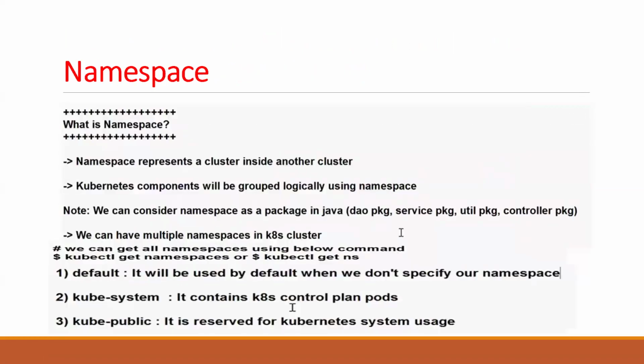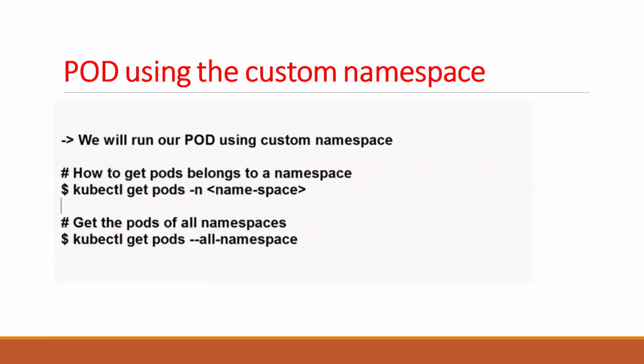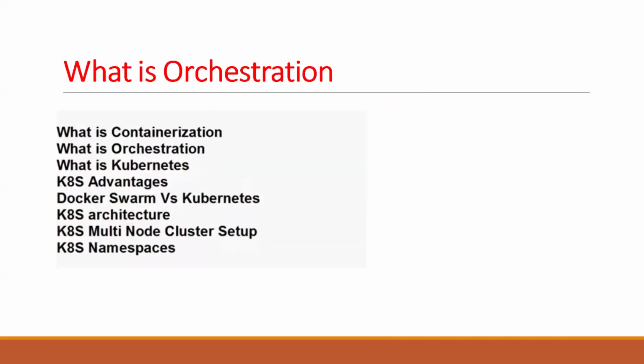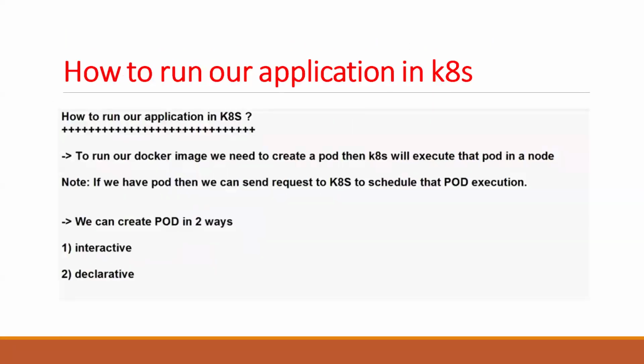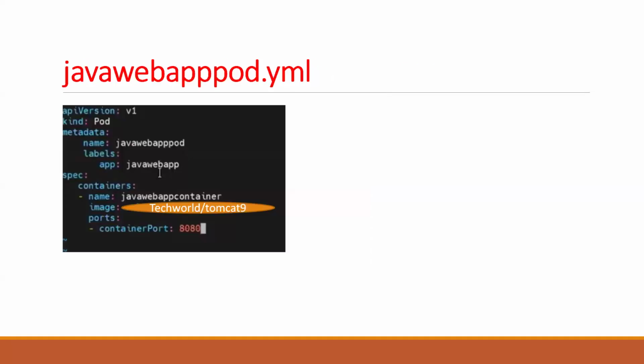So we executed the command with namespaces. What are namespaces? How is a namespace created? A pod using a custom namespace, creating a namespace. What is orchestration? Pods, how to run the application in Kubernetes, pods in 2 ways, the meaning of API and metadata. So we'll create the pod, guys. We'll create the pod in Kubernetes.